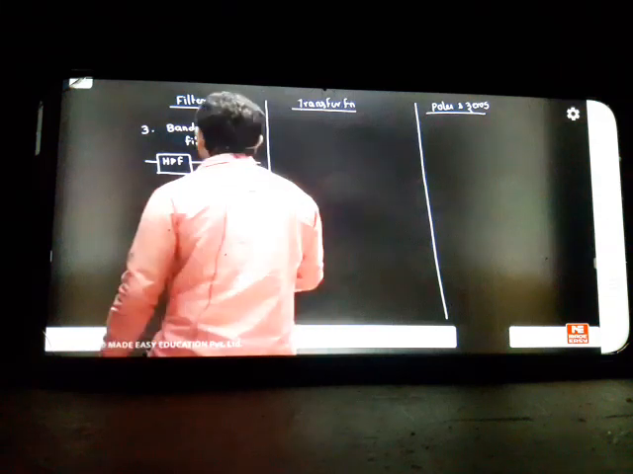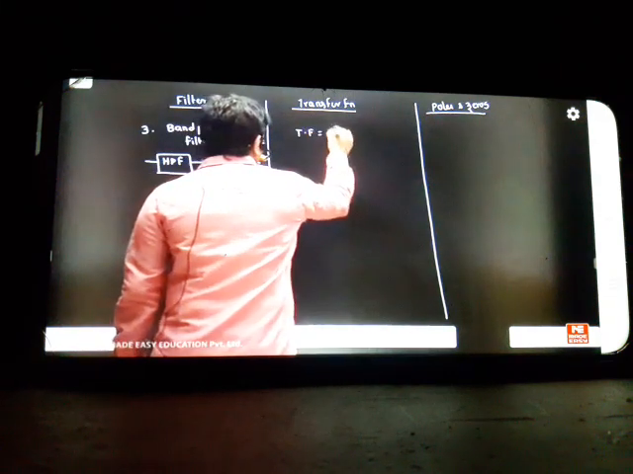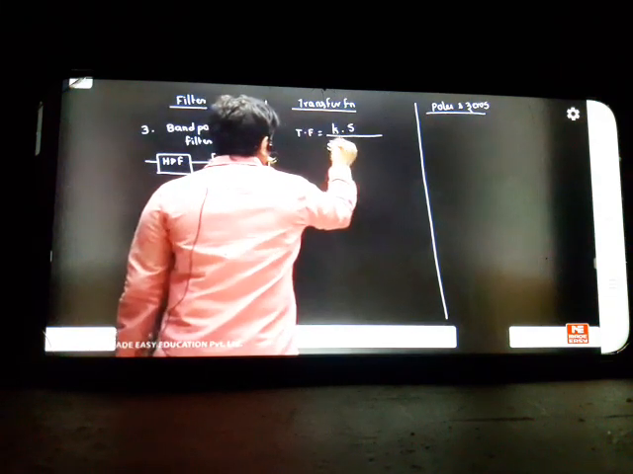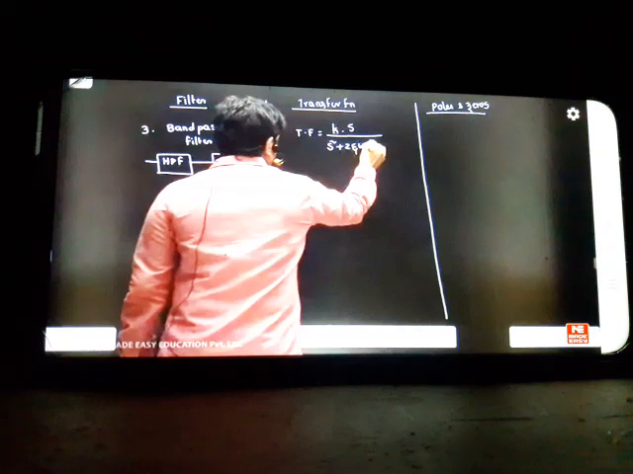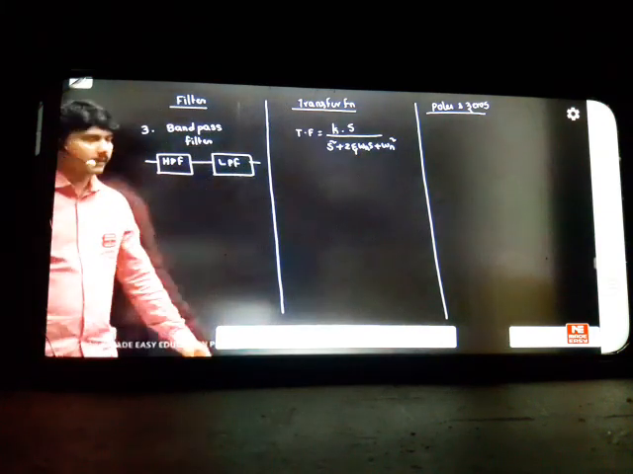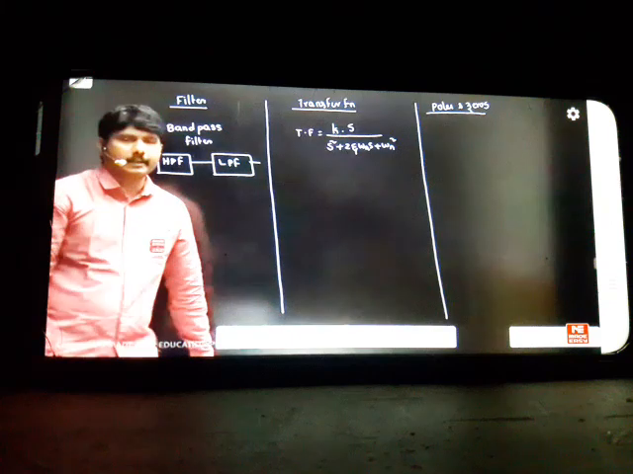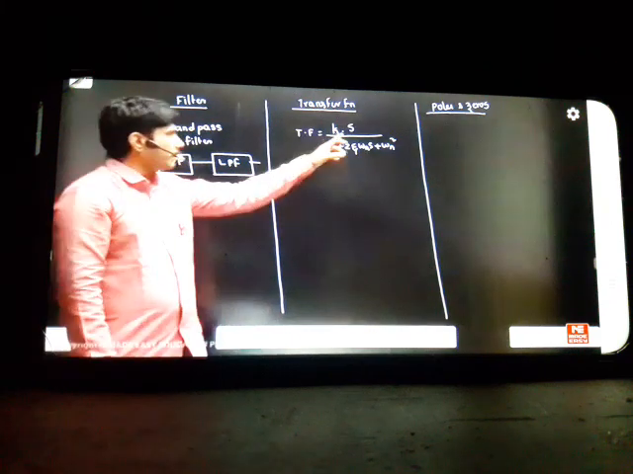So what is the transfer function for this? The transfer function will come simply as k times s by s square plus 2 eta omega n s plus omega n square. If you say correctly, the band pass filter is giving a second order transfer function because we have used 2 first order systems in cascading. That's why we get the second order transfer function. Okay, only thing is the numerator will not get s square like the high pass filter.